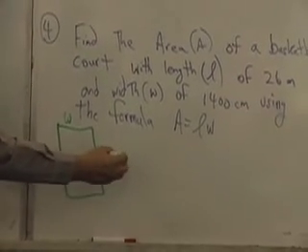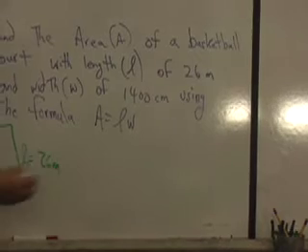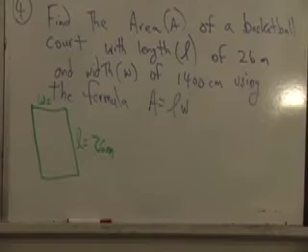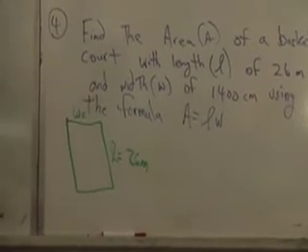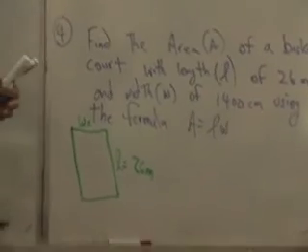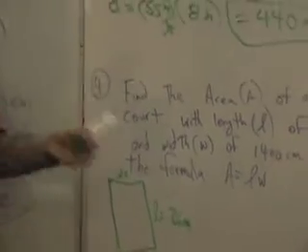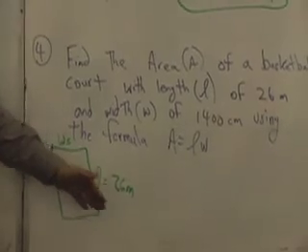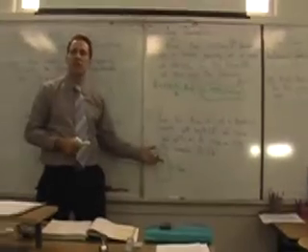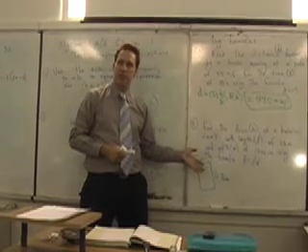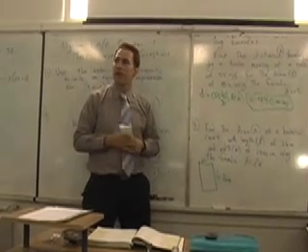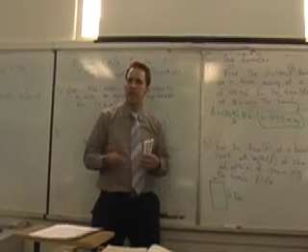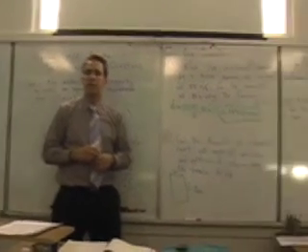Length is equal to what? 26 meters. And width is? Uh-oh. Hold on a second. They're in different units, one's in meters and one's in centimeters. Is that a problem? It is. We have to change them to one or the other. We have to figure out how many centimeters are in 26 meters, or how many meters is 1,400 centimeters. How many meters is 1,400 centimeters? Does anybody know? 14. 14 meters? So how many centimeters are in a meter? 100. Sounds good to me.